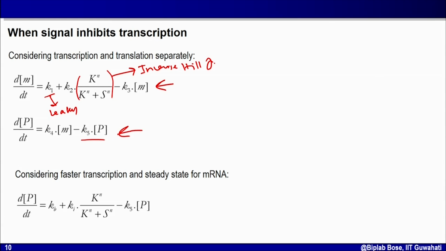So I can consider dM/dt equal to 0, and replace the steady state value of M with an algebraic relation from the first ODE and put that in the second one. As in the last slide, I get dP/dt, the rate of change in protein concentration, equal to Kb, the basal rate of production, plus Ki into the inverse or negative Hill function in this case, minus K5 into P.